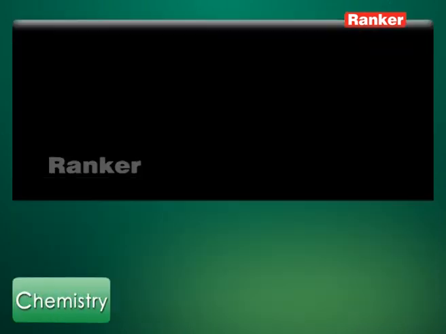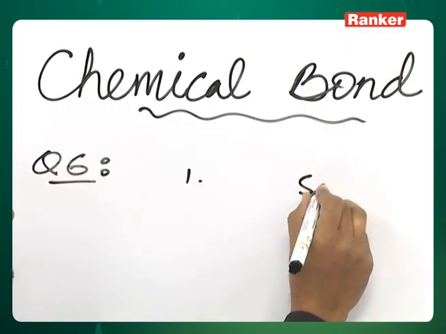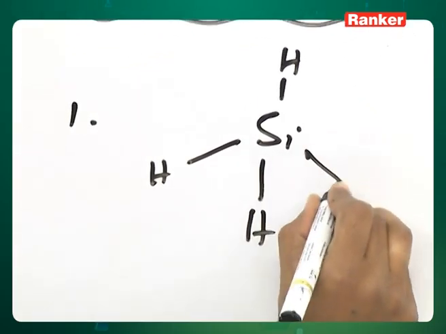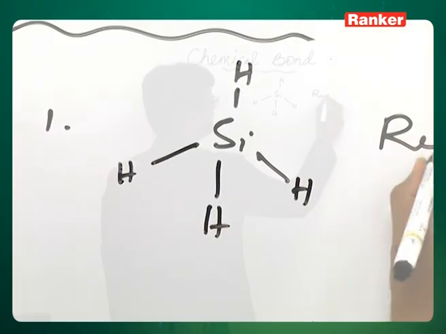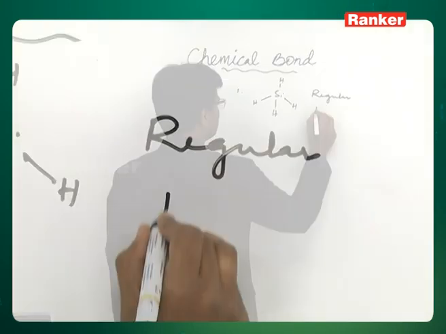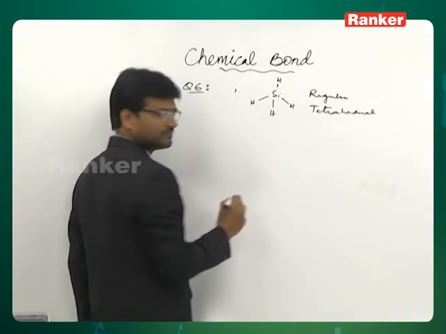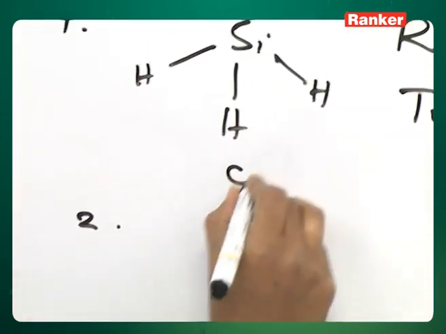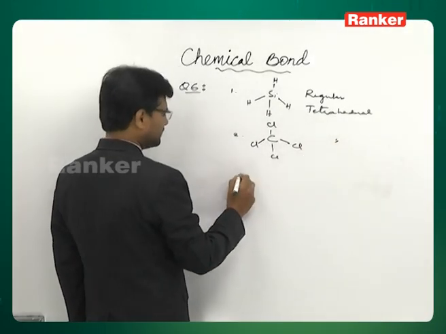Question number 6. The molecule having distorted tetrahedral structure is? First option SiH4: it is symmetrically surrounded by identical atoms, therefore it is a regular tetrahedral. It has a regular tetrahedral shape. Same is the case with CCl4. It is symmetrically surrounded by 4 identical chlorines, so it is also regular tetrahedral.